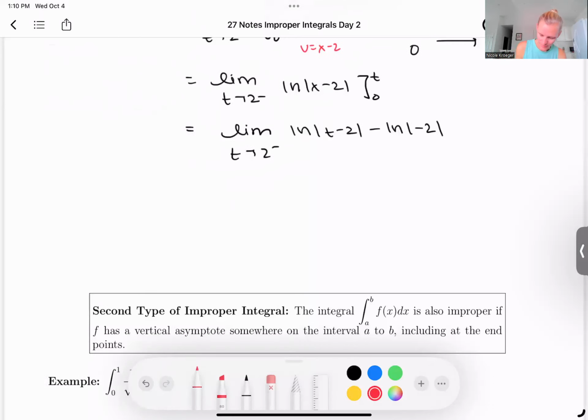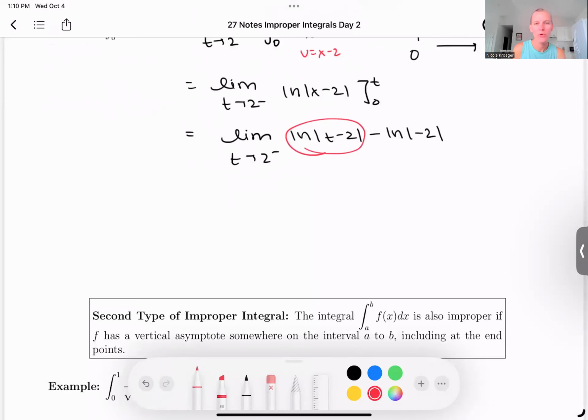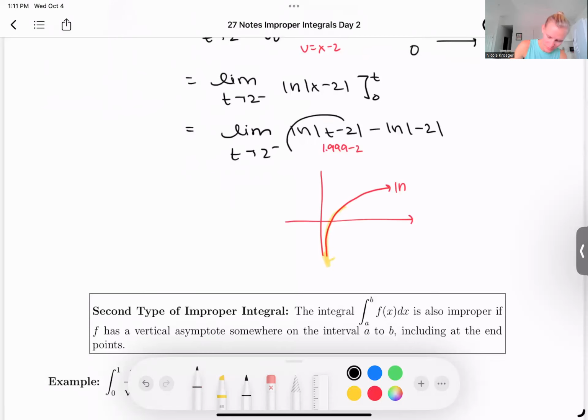So now I have to ask myself what's happening with this piece here. t is approaching 2 from the left, so we're plugging in numbers a little bit smaller than 2, maybe 1.9999. So 1.9999 minus 2 is going to be a number that's a little negative, but close to 0. Absolute values will make it positive. So we're taking the natural log of a number that's close to 0. If we look at the natural log graph, if we plug in numbers that are close to 0 into natural log, then our function is going to negative infinity. So this piece is going to approach negative infinity. Negative infinity minus the natural log of 2 is still going to be infinite. And so this integral diverges.